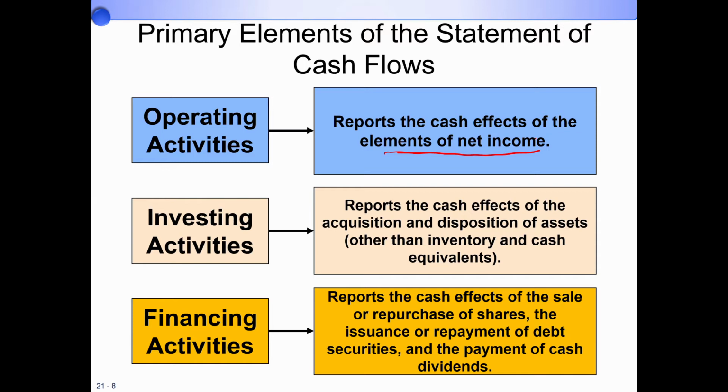Financing activities. We have two kinds of financing. One is debt financing, one is equity financing. Debt financing is when we borrow money to get financing. Equity financing, we issue stock, common stock or preferred stock, to get financing. Any cash flow related to debt financing or equity financing will be reported in this section, financing activities. So those are the three activities.